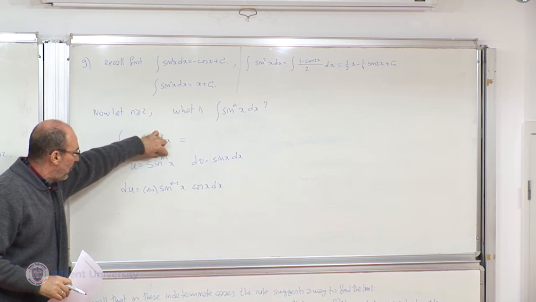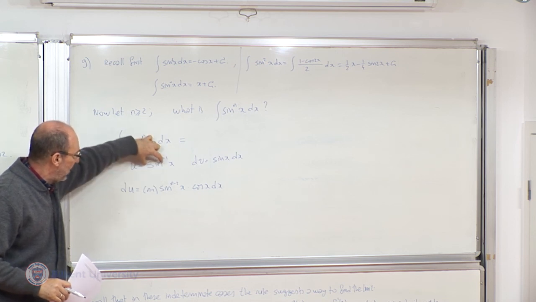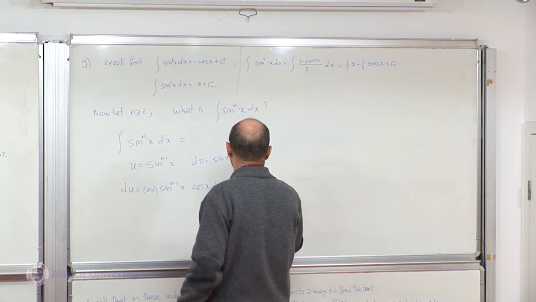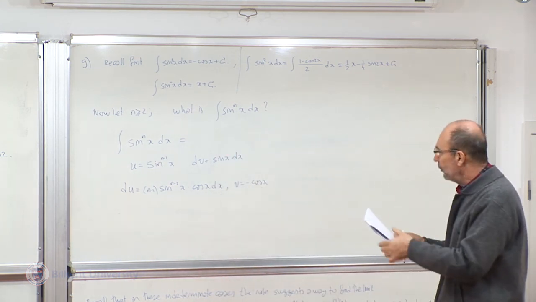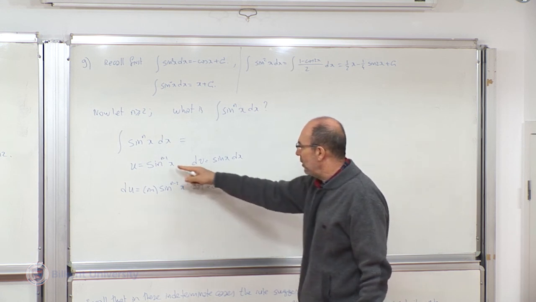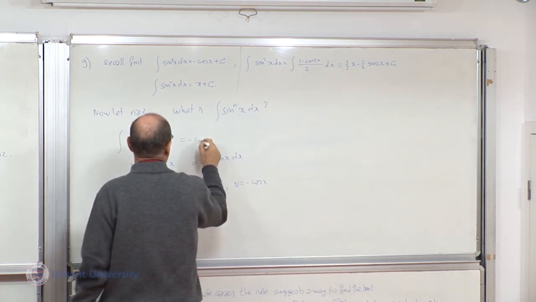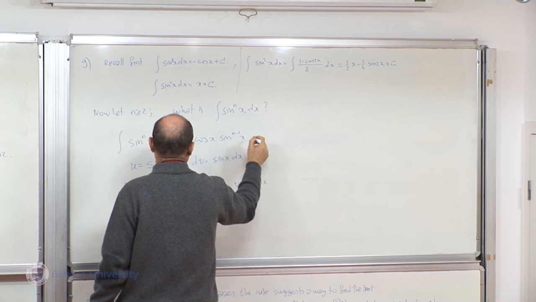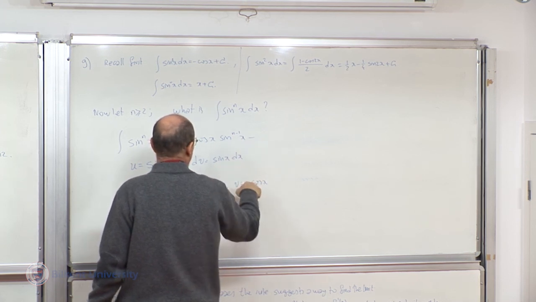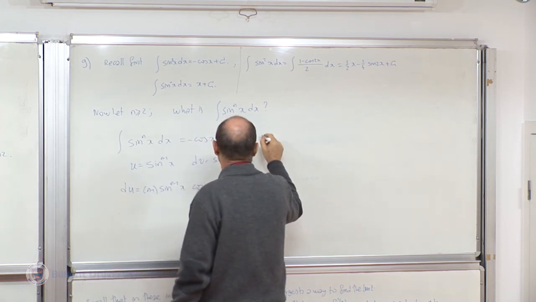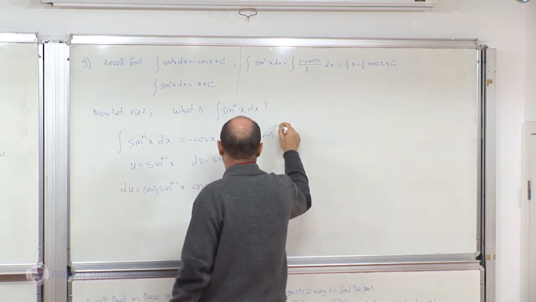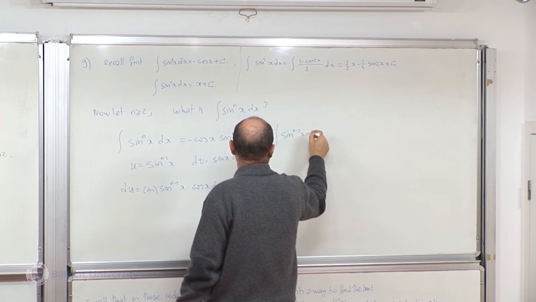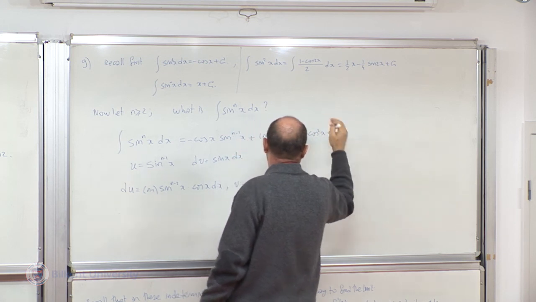First, I took the derivative of the power n minus 1. Then I take the derivative of the inside. And then I'll integrate this: v is minus cosine x. Okay, integration by parts says to multiply this and this. So I have minus cosine x sine to the n minus 1 x plus, I am putting plus because I have minus here, n minus 1 times sine to the n minus 2 x cosine square x dx.